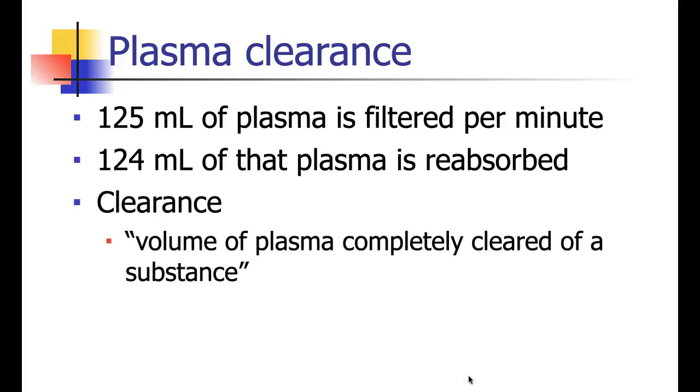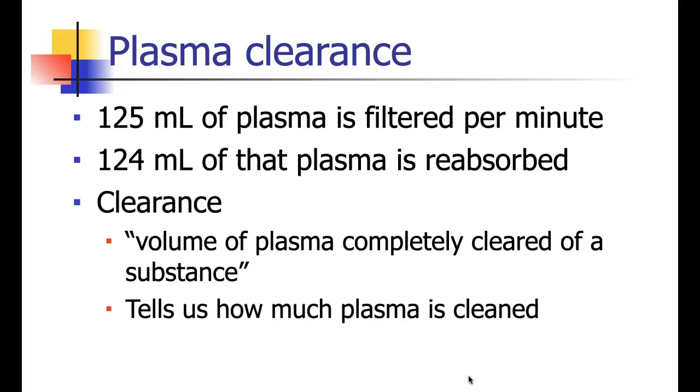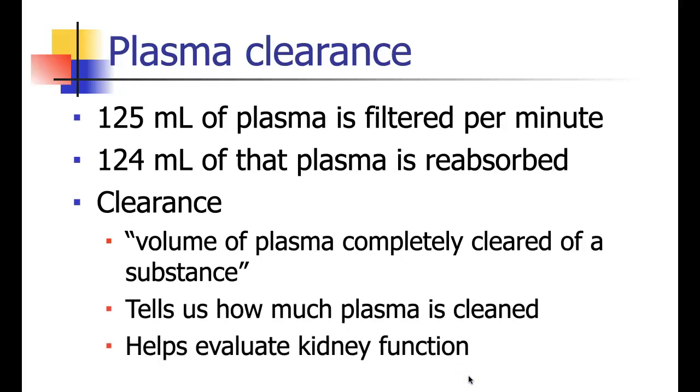This measure of clearance is the volume of plasma completely cleared of a substance. So how are we cleaning or getting rid of something in our plasma? It tells us how much plasma is cleaned and helps evaluate kidney function. We can start to see that decreases in clearance would indicate that somebody is having toxins or other things building up in their blood, and we would need to do something like dialysis or increase kidney function.